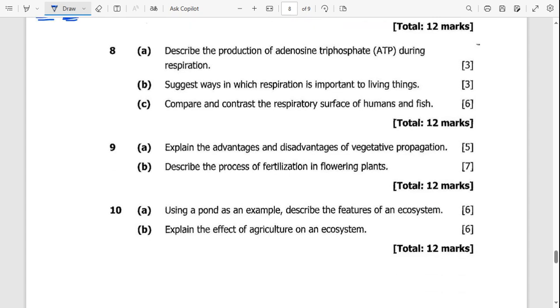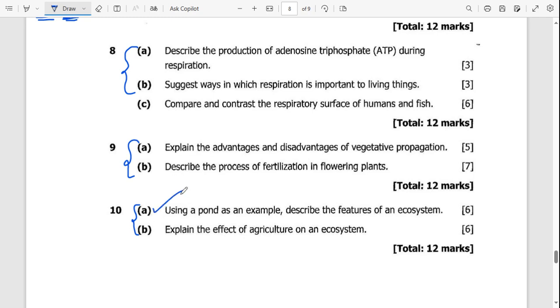Describe the production of ATP during respiration. Suggest ways in which respiration is important. Just get to read up these questions for the essays, otherwise we can have time to go through essays, but just get to read up. And the way you answer is, don't be so sophisticated. Just write a simple definition, right?